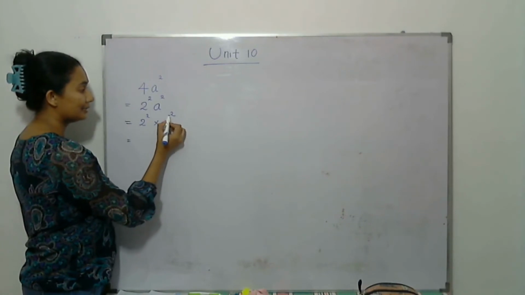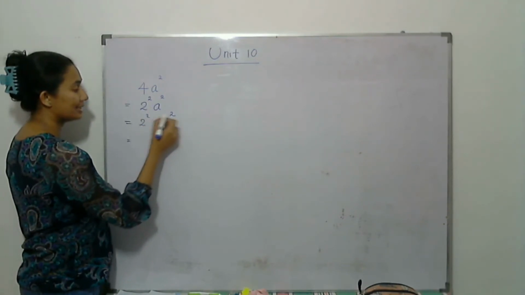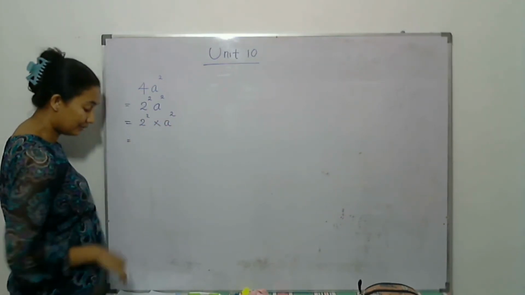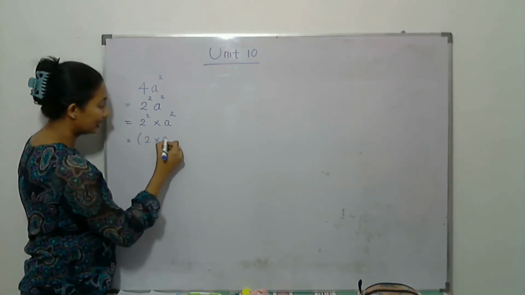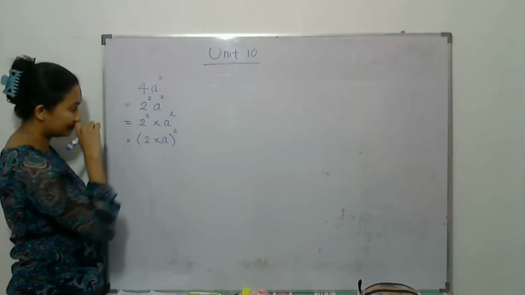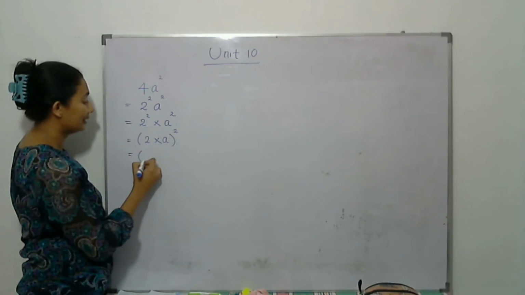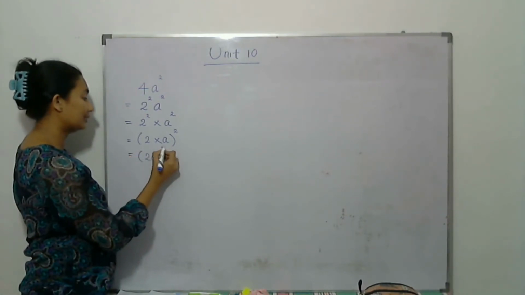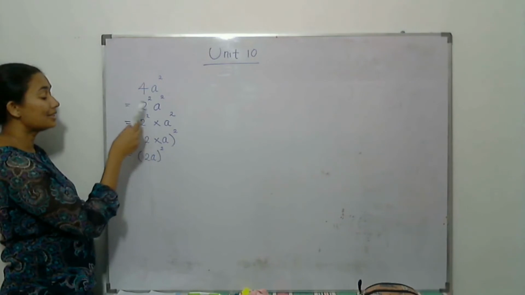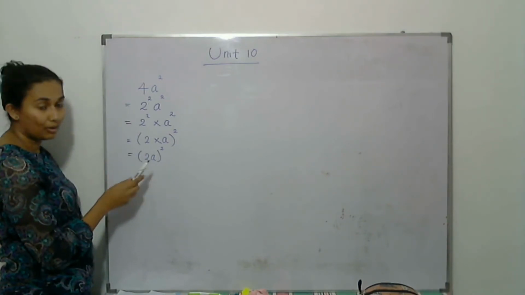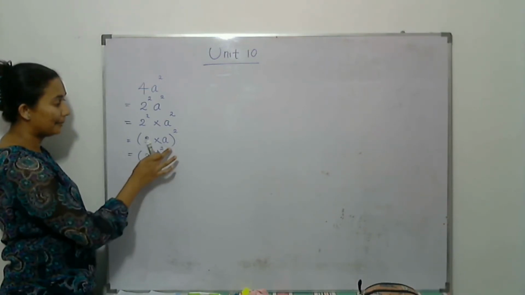Now look at these two indices. They are similar. Both of them, the index is 2. So instead of this one, we can write like this: 2 into a to the power 2. Like that. Okay. Then 2a to the power 2. Now we have expressed product of powers as a power of a product.